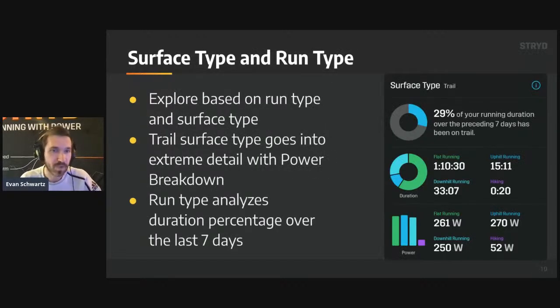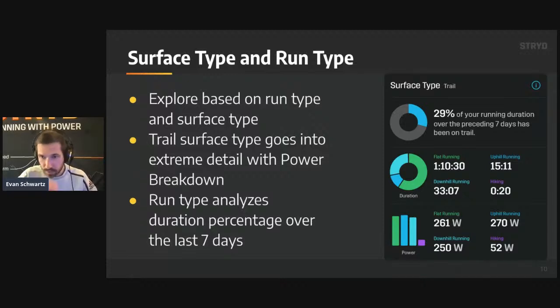Surface type and run type. You can explore the different run types and surface types when you tag. The trail surface type is my favorite because it gives these super cool, unique graphics here on the surface type trail card. It can show extreme detail with your power breakdown, and the run type analyzes the duration percentage over the last 7 days for that specific surface or that specific run type. So we can see in this little card here that 29% of the running duration had been on trails for the preceding 7 days.